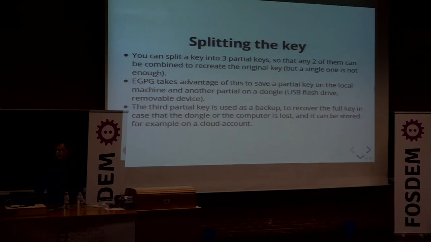Splitting the key. You can split a key into three partial keys so that any two of them can be combined to recreate the original key, but a single one is not enough. eGPG takes advantage of this to save a partial key on the local machine and another partial on a dongle, USB flash drive or removable device. The third partial key is used as a backup to recover the full key in case the dongle or the computer is lost, and it can be stored, for example, on a cloud account.